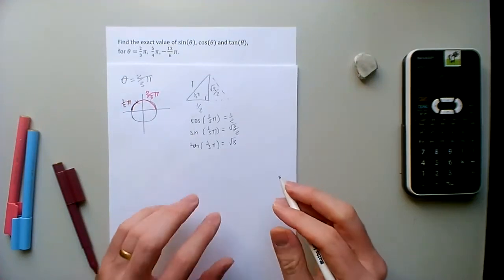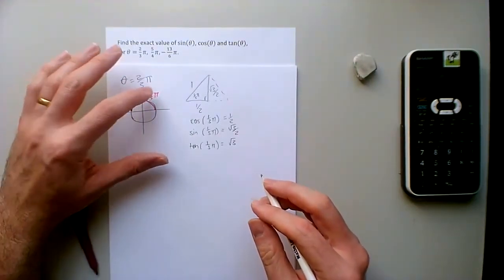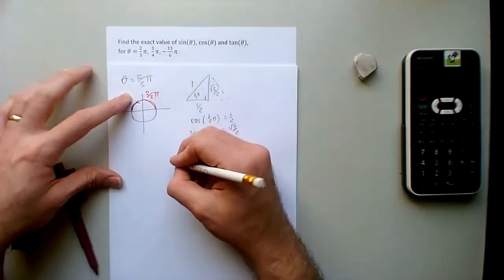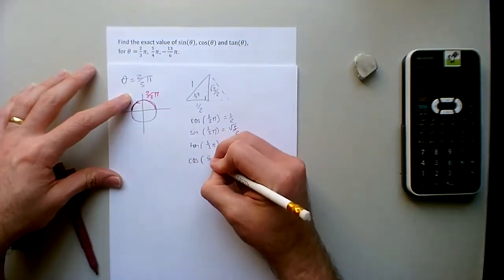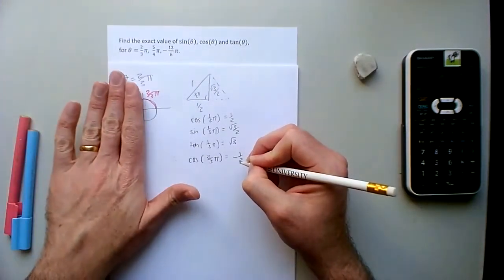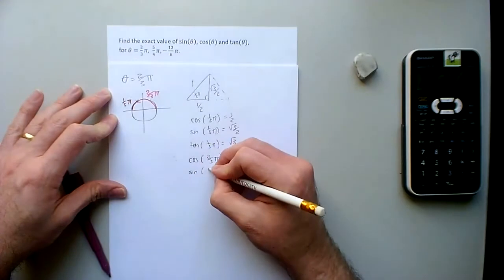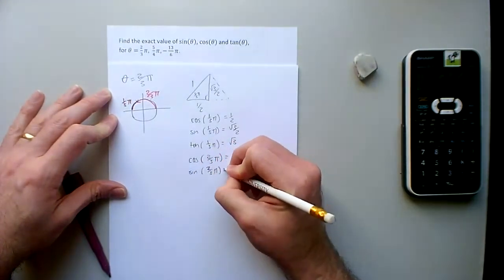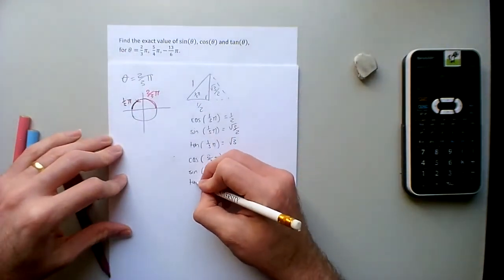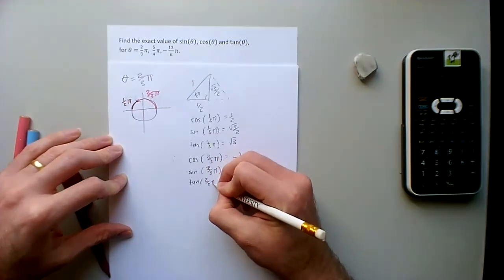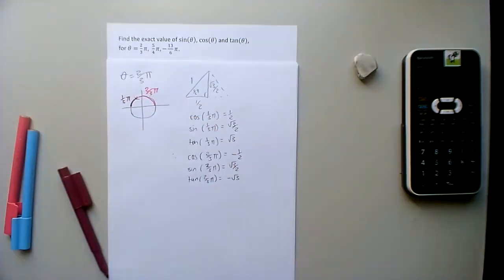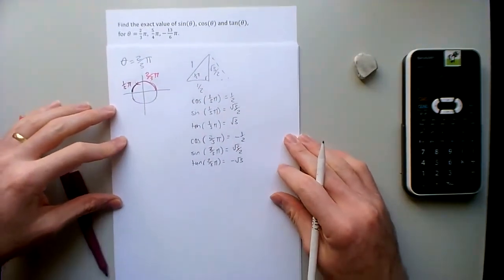Okay, so sine, cos, and tan for 2/3 of pi should be the same, except that they should be plus or minus depending on which quadrant we're in. So therefore, cos of 2/3 of pi should be negative, because cos is negative over this side. Sine of 2/3 of pi should still be positive, because sine is positive at the top. And tan of 2/3 of pi should be negative, because it's a negative slope over this side. Okay, cool. Two more angles to go.